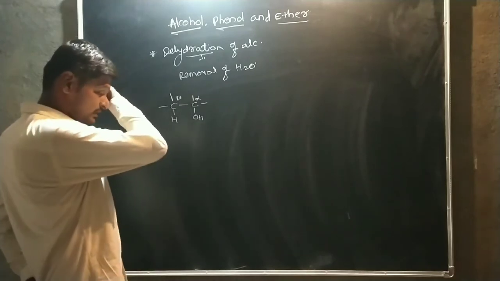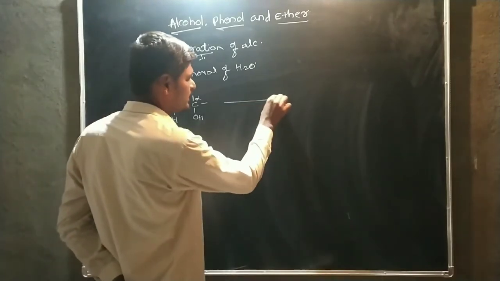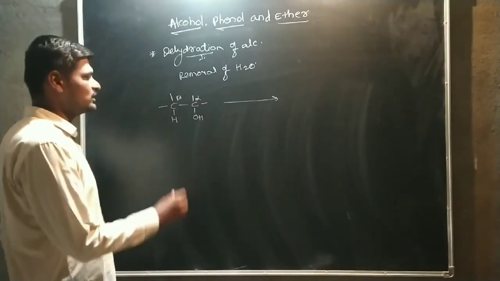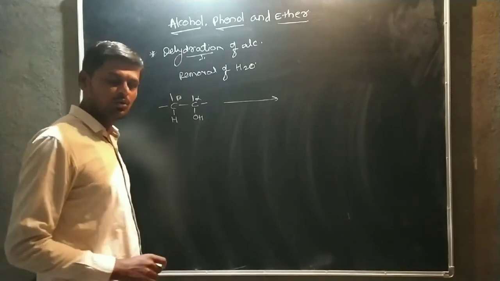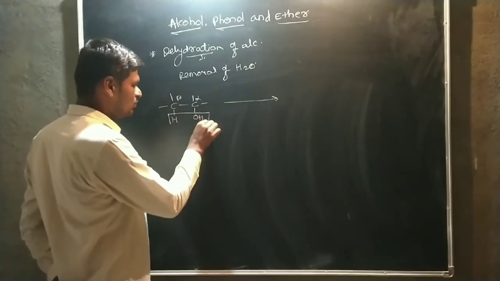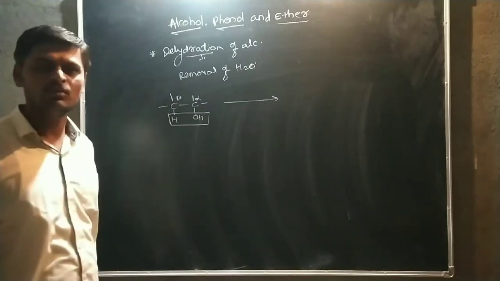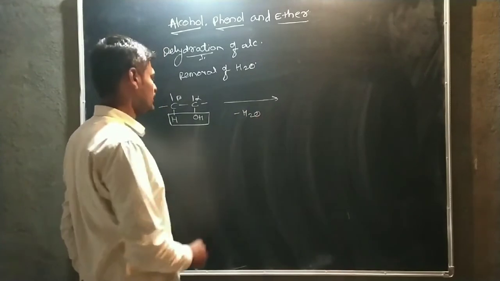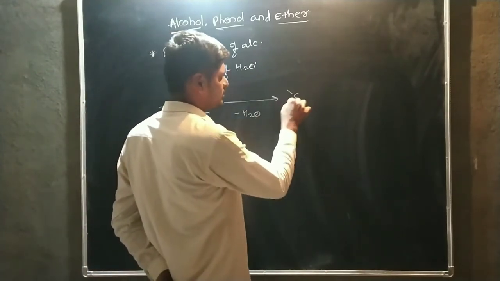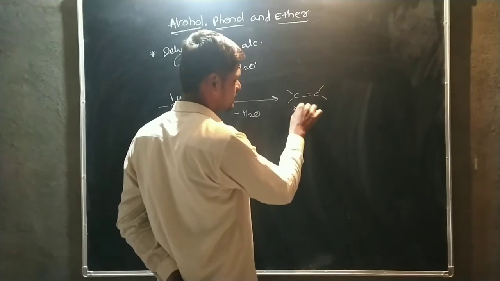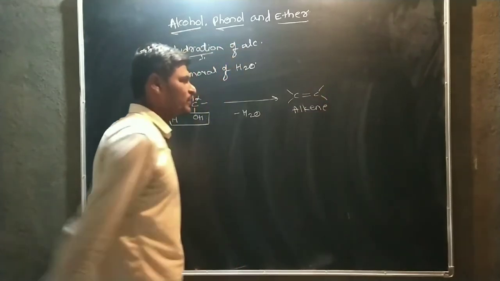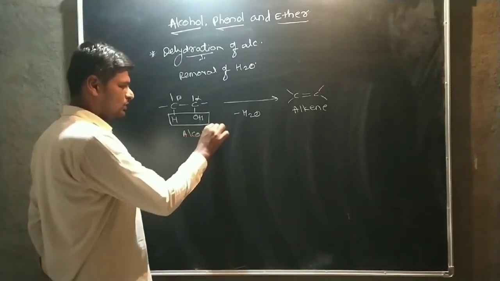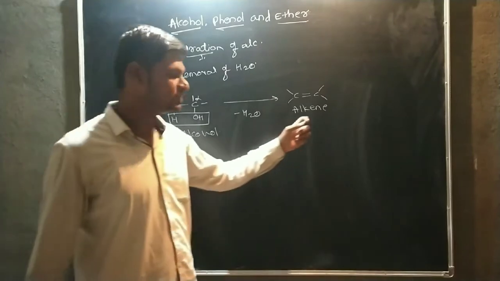Then this is an alcohol. This alcohol undergoes the dehydration reaction. That means from this alcohol there is an elimination of water molecule, and by the elimination of water molecule there is a formation of alkene. This is the general reaction of alcohol: alcohol undergoes dehydration reaction, then it forms the alkene.